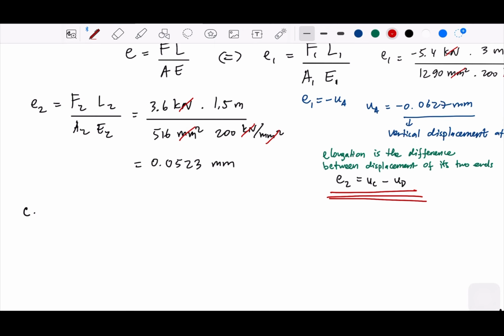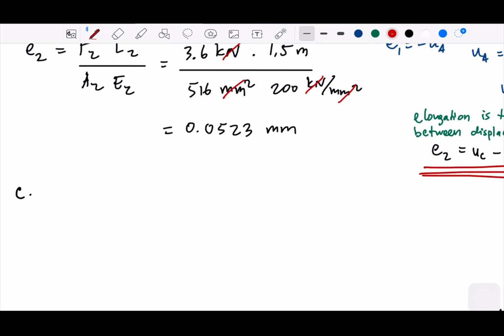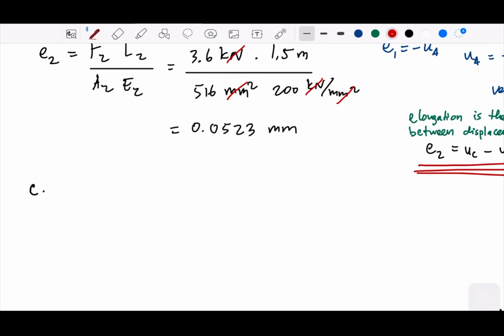And then for elongation 2, for E2, we see that the elongation itself is the difference of the displacement of C and the displacement of D. Okay. So the next question is actually asking about UD, right? Okay.